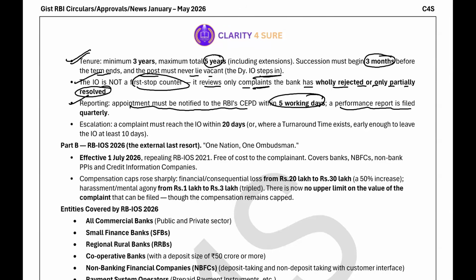A performance report is filed quarterly. A complaint must reach the IO within 30 days, or where turnaround time exists, early enough to leave the IO at least 10 days.